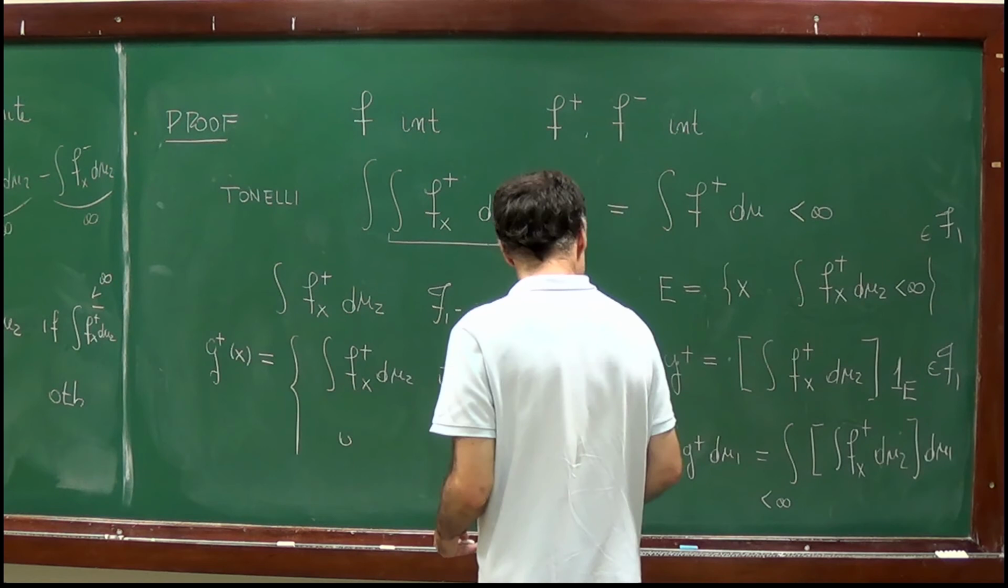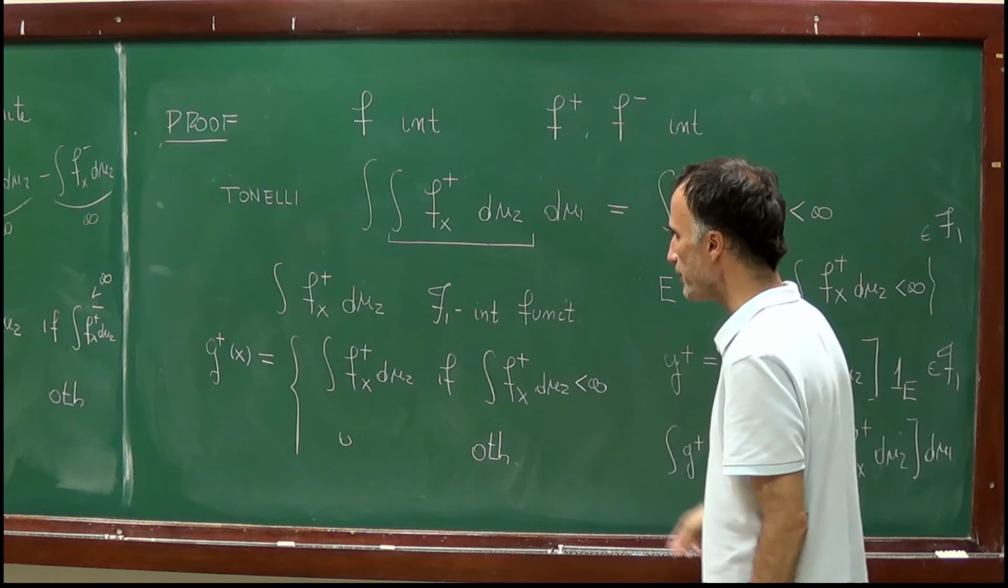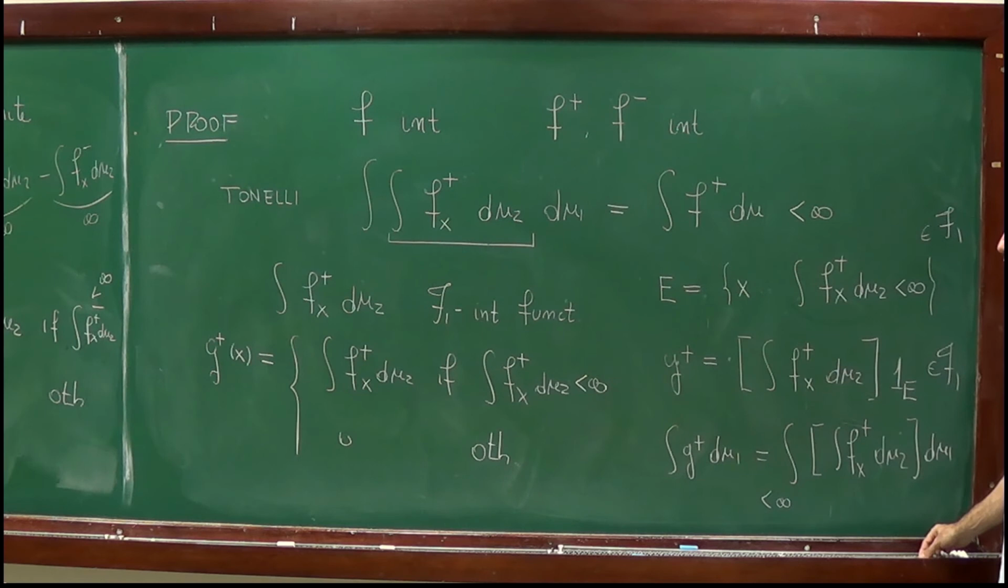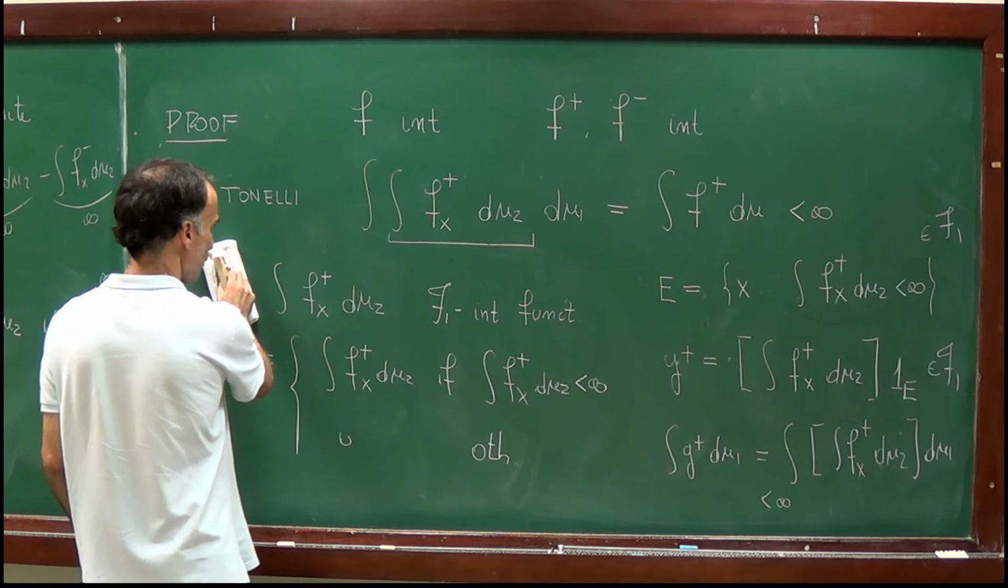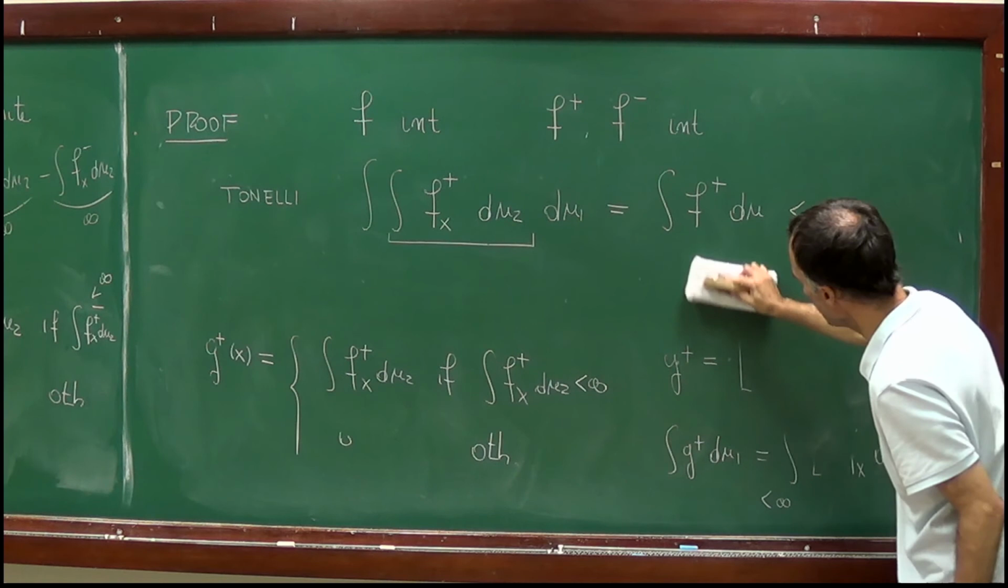And the same thing can be said for g minus. So if I replace everywhere plus by minus, I get that g minus is also an F1 measurable function which is integrable. Now I want to show that the integrals are equal. So let me prove now the identity of the integrals, which is Fubini's theorem.